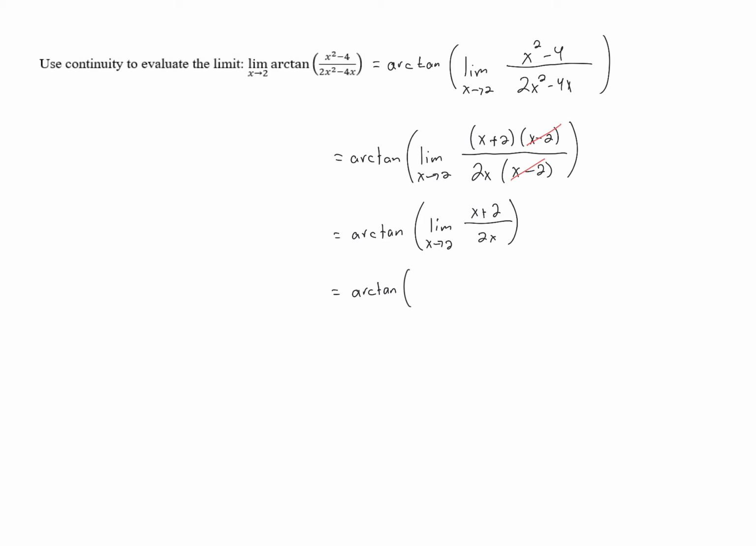And so when we plug in 2 here, that gives us 2 plus 2, which is 4, over 2 times 2, which is also 4. So that's just going to be arctangent of 1. And if you know your arctangent well, that's going to be pi over 4. So that whole limit of the composition of functions ends up being pi over 4.